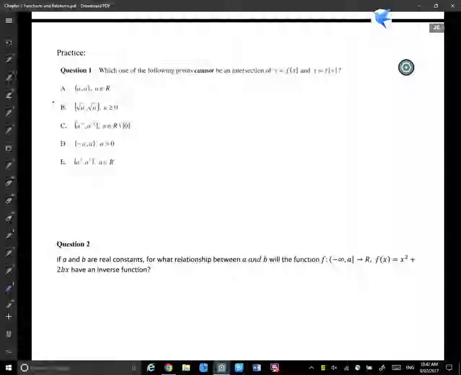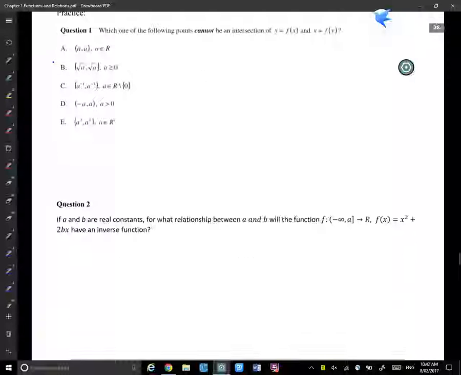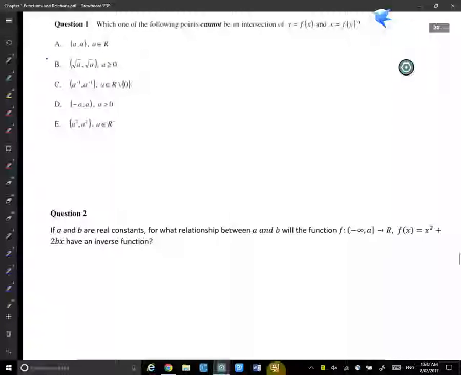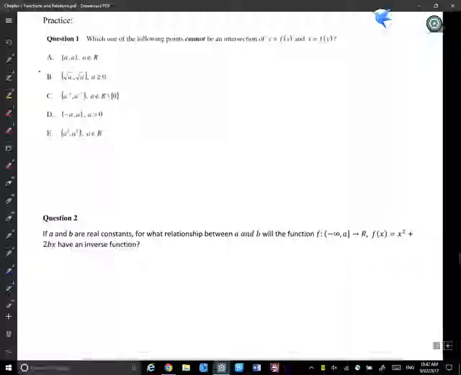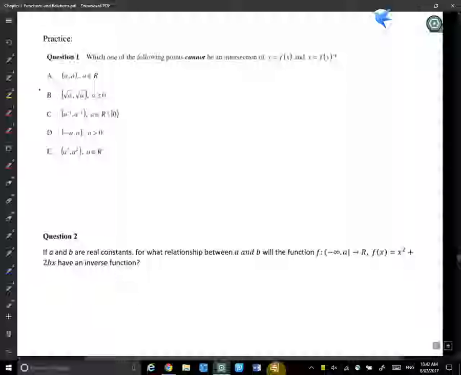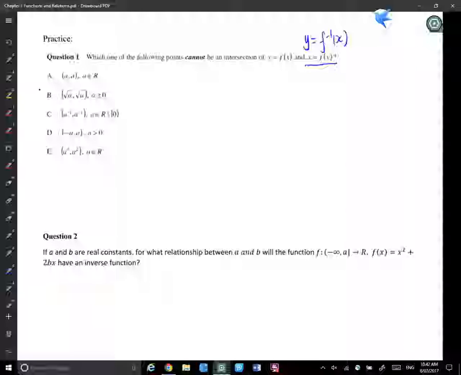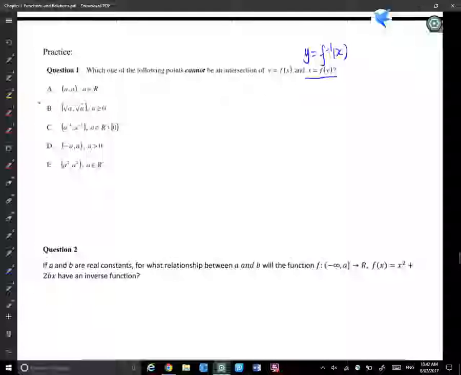So first of all, we talk about question 1. Which one of the following points cannot be the intersections for the original function and the inverse function? We can see it's not written as y equals f inverse x. Instead, they write x equals f(y). They swap the positions of x and y, so that is an inverse function. It's equivalent to saying y equals f inverse x.